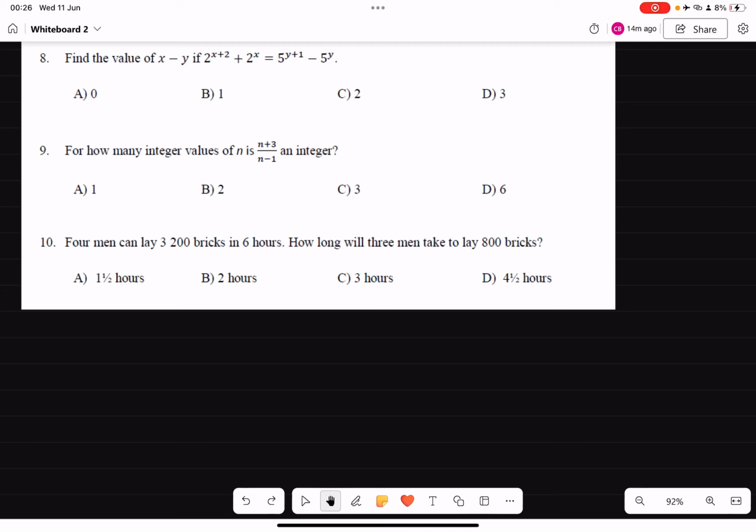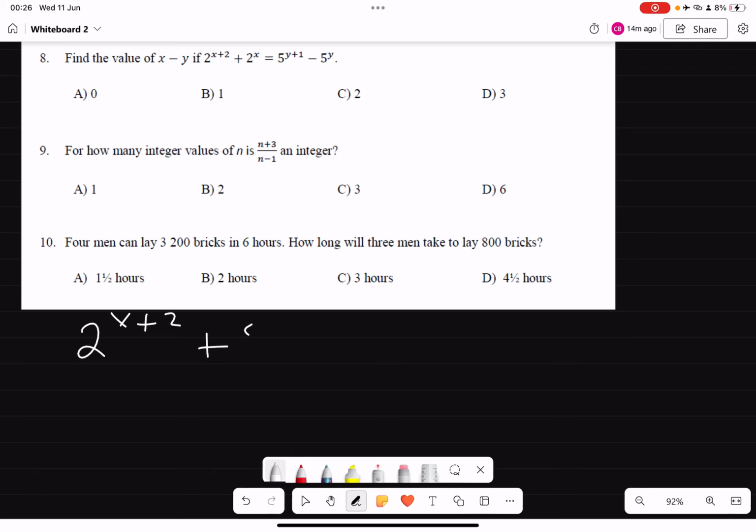Question 8, we are asked to find the value of x minus y if 2 to the power x plus 2, plus 2 to the power x, is equal to 5 to the power y plus 1, minus 5 to the power of y. So here I would firstly get the values of x and y and then subtract y from x, and then that will be my solution.